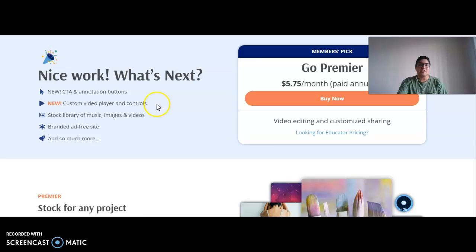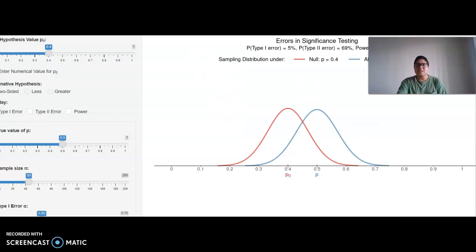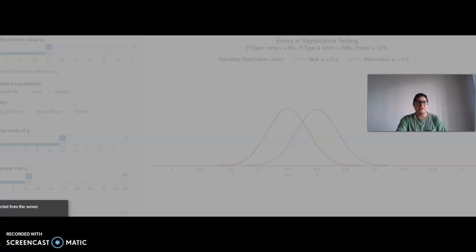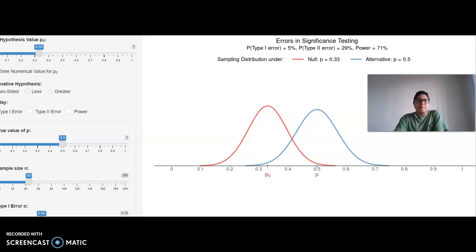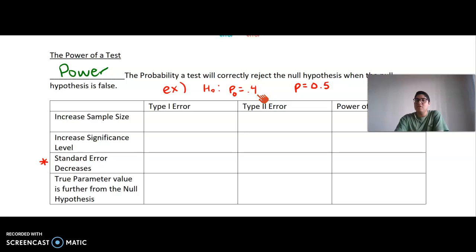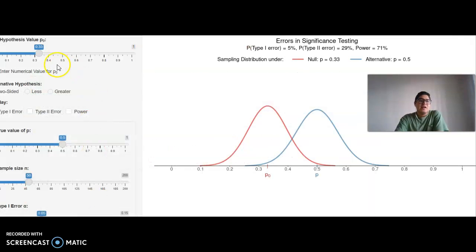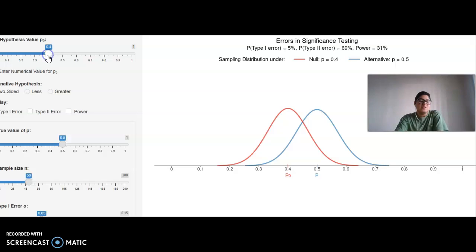So I'm going to go here to this handy dandy applet that I have. And here you can see that here are my two distributions. And I believe on our notes we said 40% will be our null. And that's our claim parameter. But the truth is that it's actually 50%. So when I look here, the hypothesized value is 40%, and the true value is 0.5. So if I look here, my type 1 error is 5%, because that's our automatic go-to rejection region. Type 2 is 69%, and power is 31%.